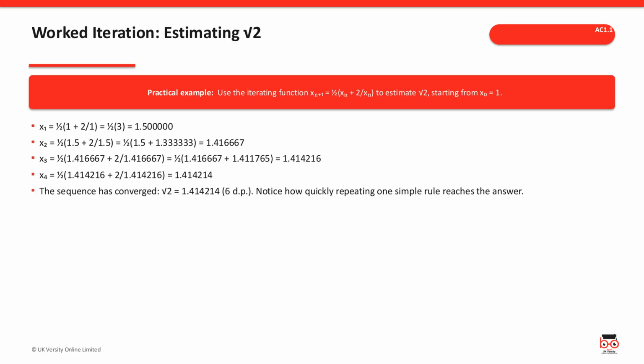Let's put that to work and estimate the square root of 2. We'll use the iterating function x sub n plus 1 equals a half times x sub n plus 2 over x sub n, starting from x0 equals 1. First step, a half of 1 plus 2 over 1. That's a half of 3, so 1.5. Feed that back in, and a half of 1.5 plus 2 over 1.5 comes to about 1.4167. Once more, and we get 1.41422, and again 1.414214. Just like that, the sequence has locked onto the square root of 2 to 6 decimal places, from a rule you could run on any calculator.